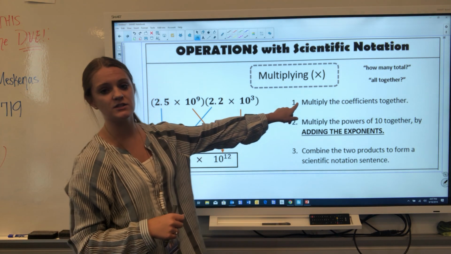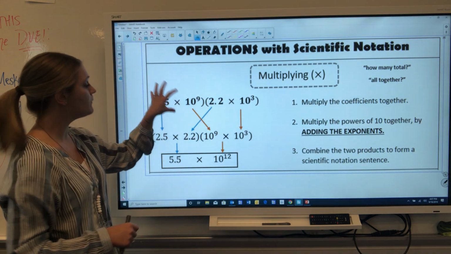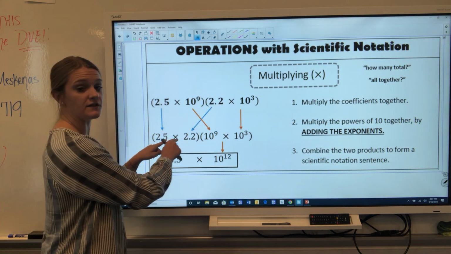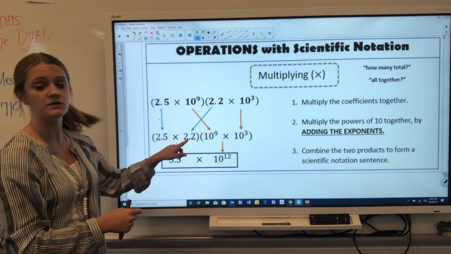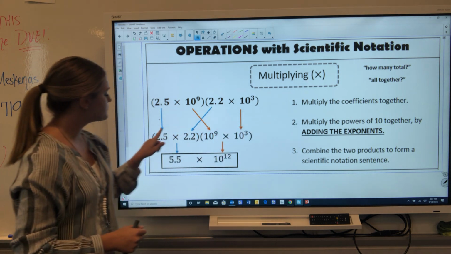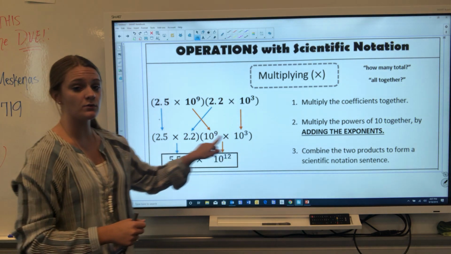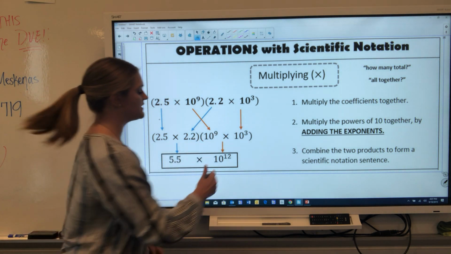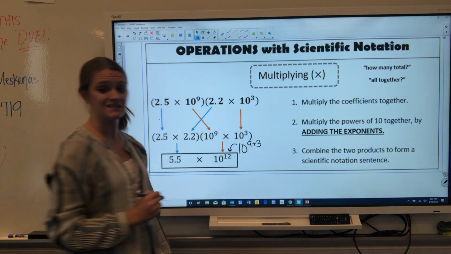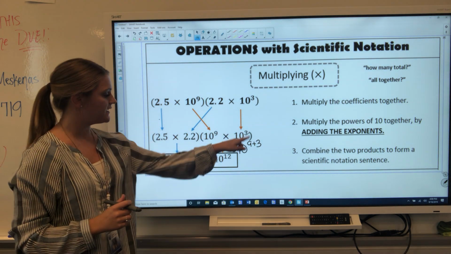It says multiply the coefficients together. So here's my example sentence. 2.5 times 10 to the 9th power multiplied by 2.2 times 10 to the 3rd power. We're just going to multiply the coefficients together. So 2.5 times 2.2, and then we're going to multiply our powers of 10 together. That's the second step. So 2.5 times 2.2 is 5.5. And then this is where your exponent rules come in. If I'm multiplying these powers of 10, that's the same thing as just adding the exponents. So you might want to write that over to the side. I'm not multiplying 9 and 3, I'm multiplying the powers of 10, which means I just add the exponents.